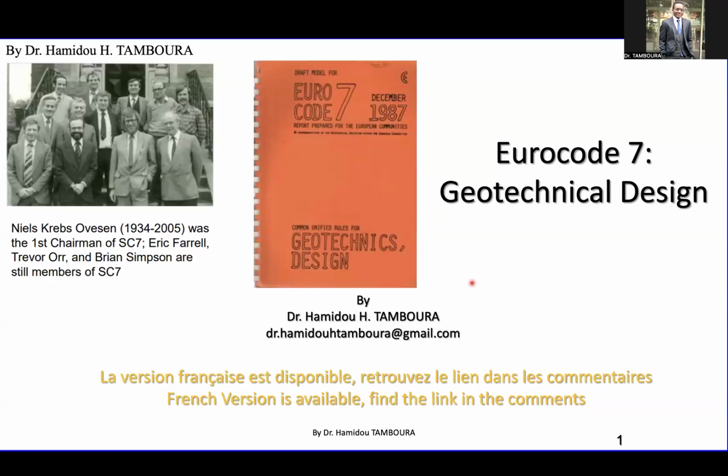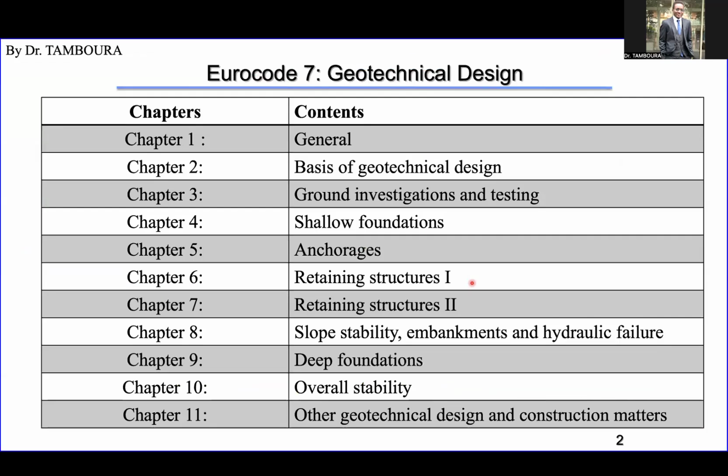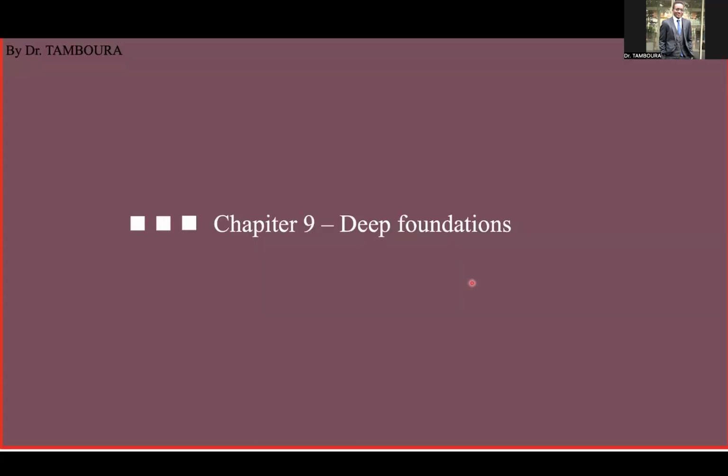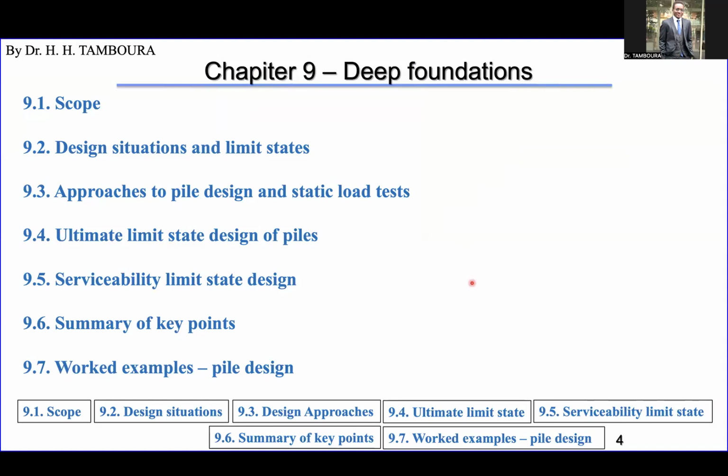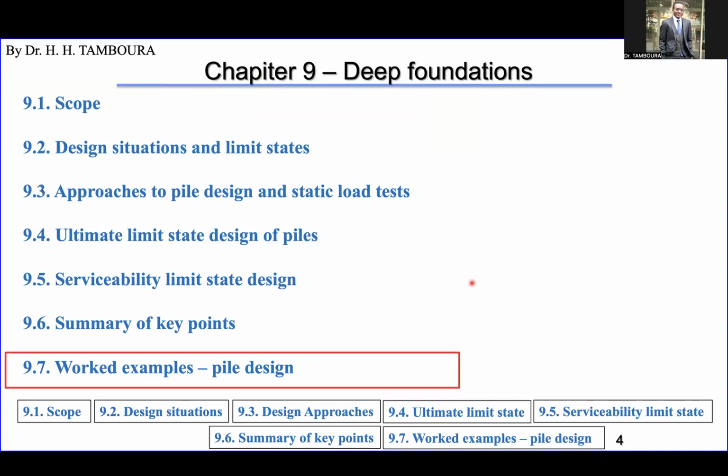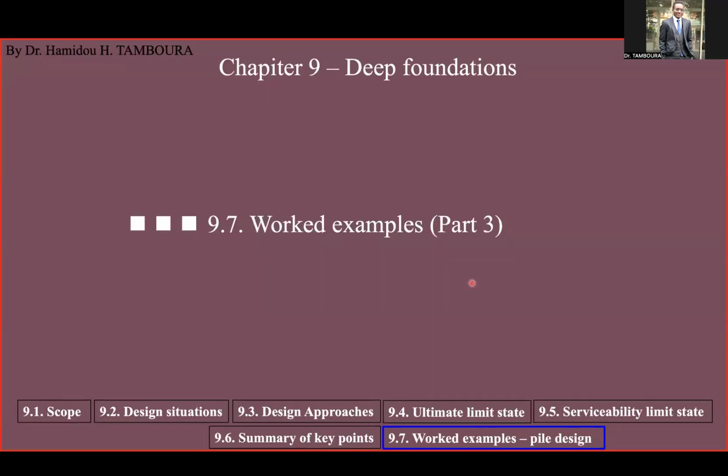Hello everyone, let's continue our class of Eurocode 7. On chapter 9, Deep Foundation, we are still on the examples. We did another example last time. Today also we will do another example, the third and last one. After this example, we will start doing maybe some comparison between the first generation of Eurocode 7 and the second generation. Okay, so let's go.